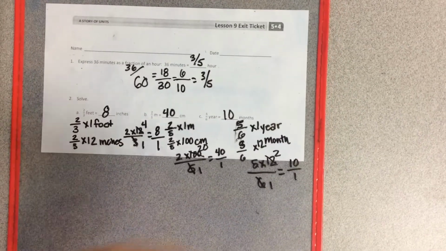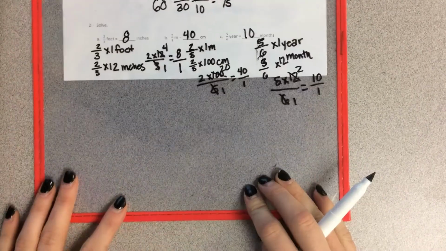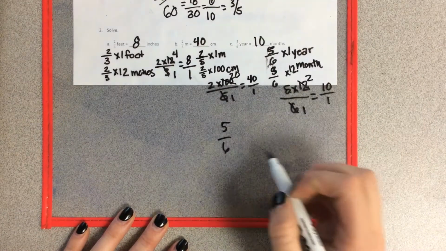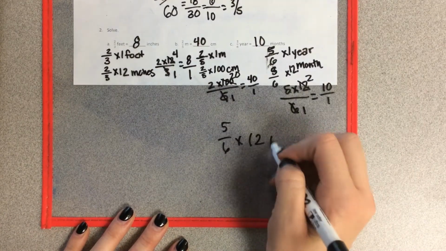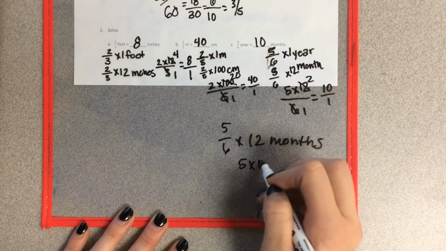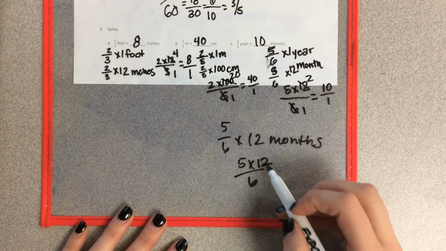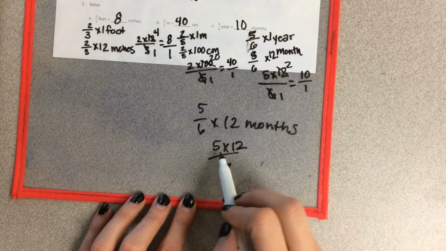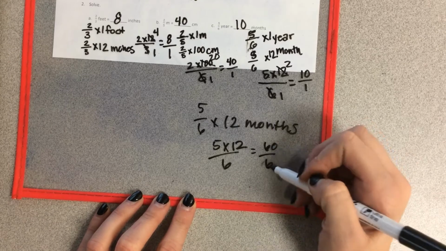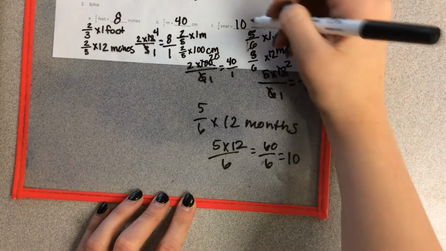Okay, I'll just show you another way. So this is the way I actually prefer, but if it doesn't work out for you, we could do 5/6 times 12 months. And one other way is to do 5 times 12 over 6. So I like to divide first, but if you like to multiply first, you can do 5 times 12 equals 60 over 6, and then 60 divided by 6 equals 10. So we got the same answer.